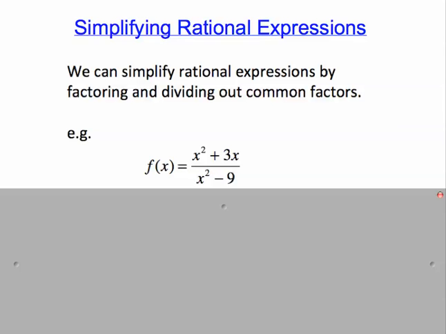In this video, we're going to look at how to simplify rational expressions. We can simplify rational expressions by factoring the numerator and the denominator and then dividing out any common factors. Let's look at this example.